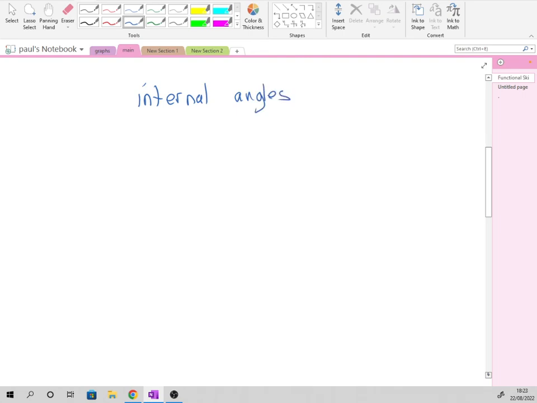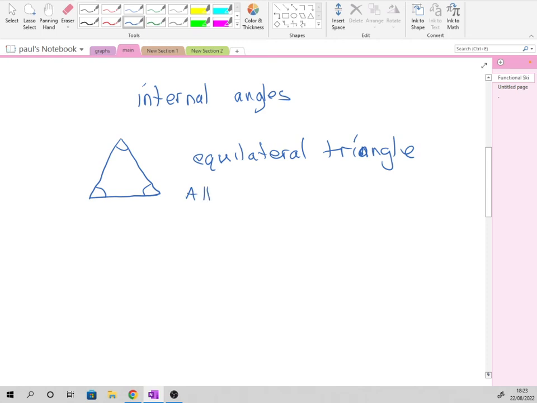So first of all, we look at an equilateral triangle. An equilateral triangle is where all three sides are the same and all three angles, with a little curvy bit there, are the same.